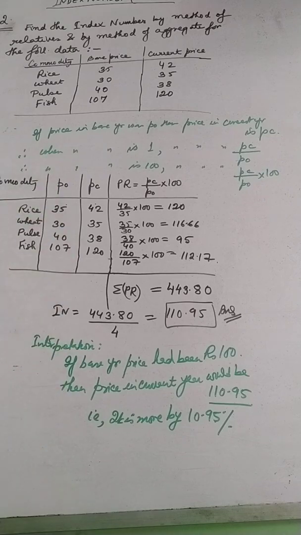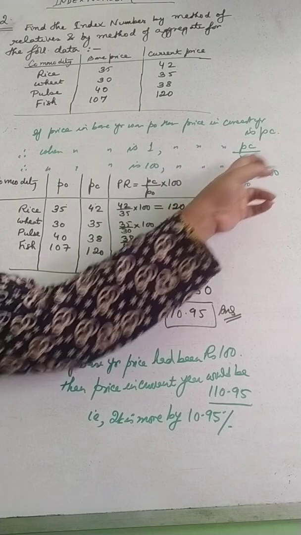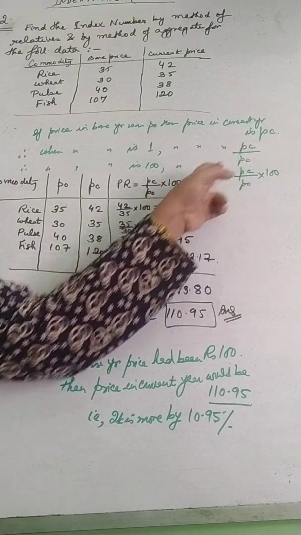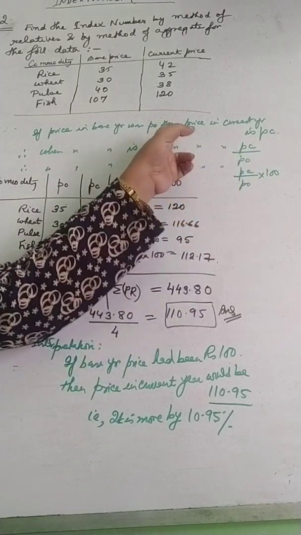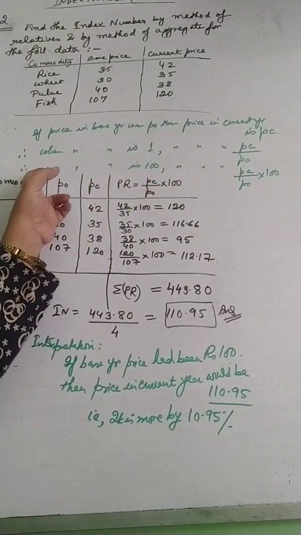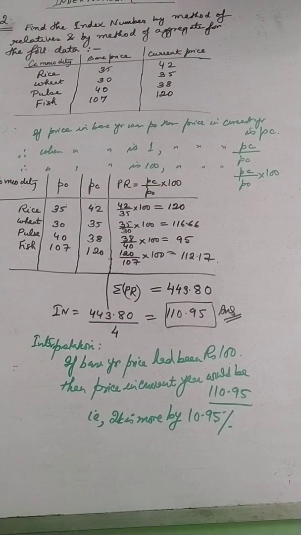So basically index number in general represents what would be the price in the current year. This is the index number, isn't it? So this is the price in the current year if the price in the base year has been rupees 100, and that is what I have interpreted over here. Okay. We move on to the second subpart now.